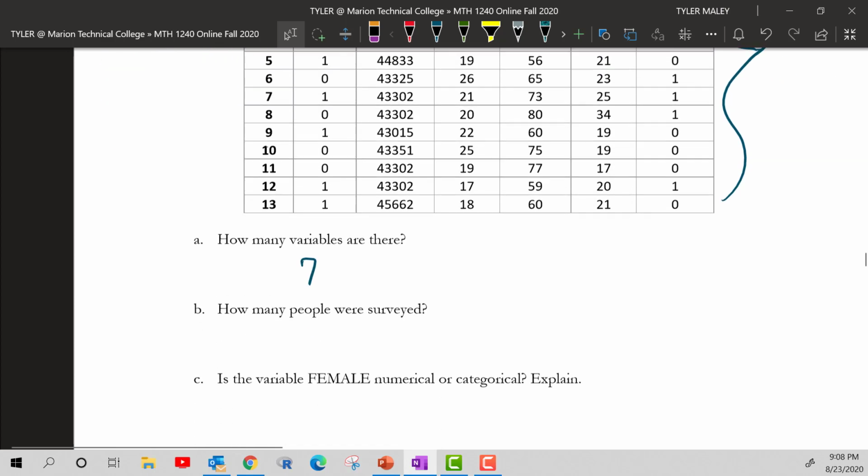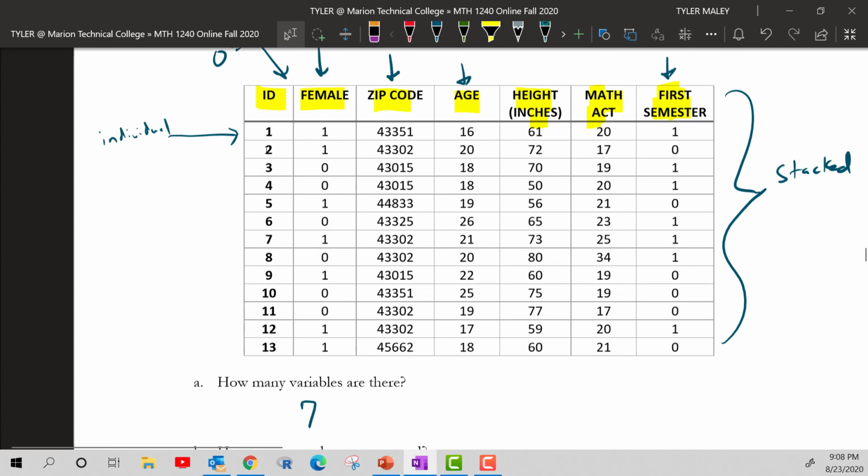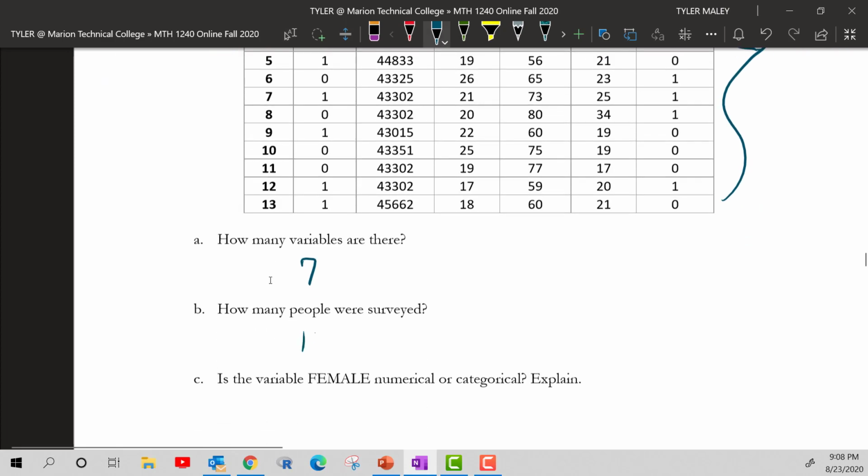So then part B is how many people were surveyed. What you'd want to do is count the number of rows that you have, because each row is a person. The nice thing about the ID variable is it kind of counts how many people you have. So there are 13 people that were surveyed.